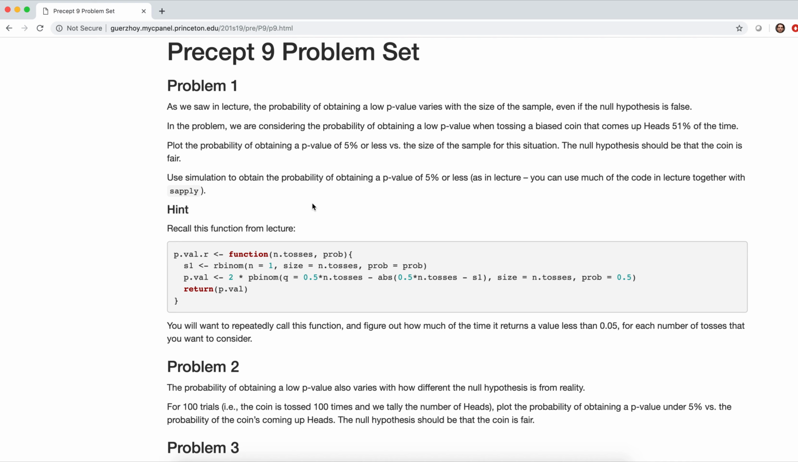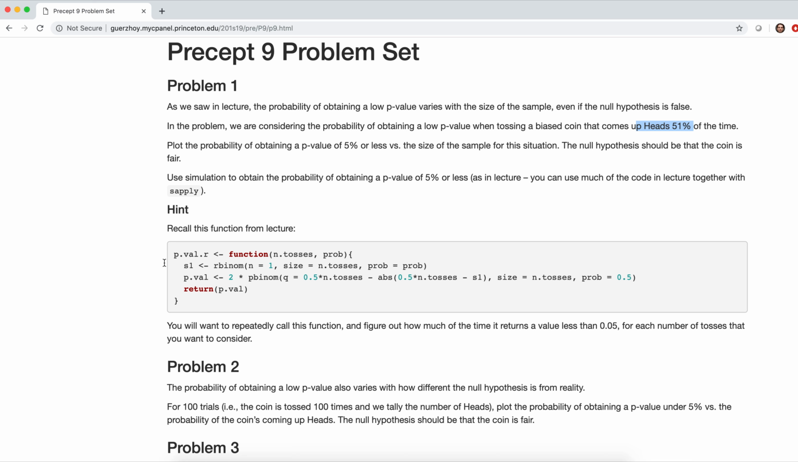So what we're doing here is we're saying we want the probability of obtaining a low p-value when tossing a coin where the probability of heads is 51%, right? So then what we want to do is plot the probability of obtaining a p-value of 5% or less. So the probability of the p-value being 5% or less means that if you repeat this experiment, right?